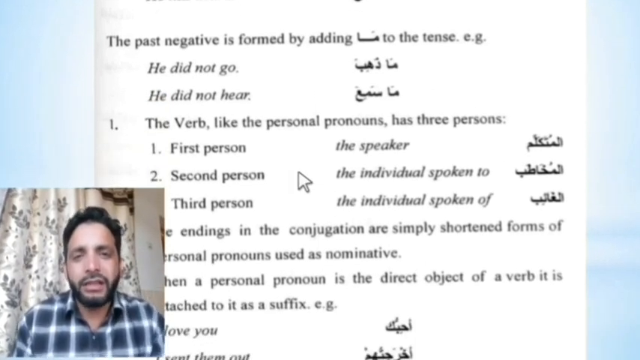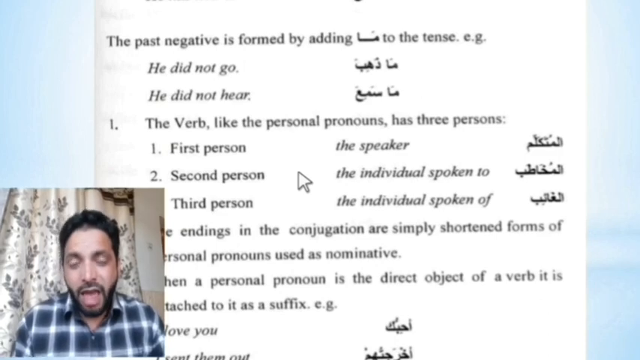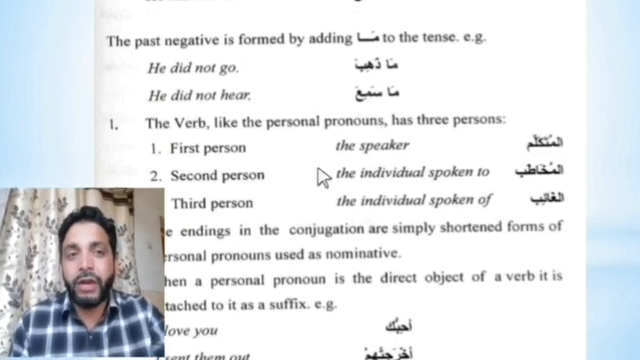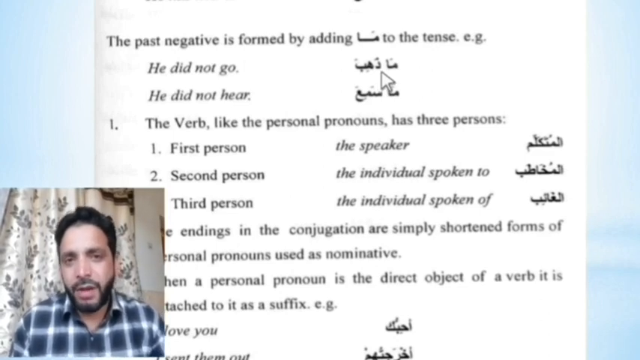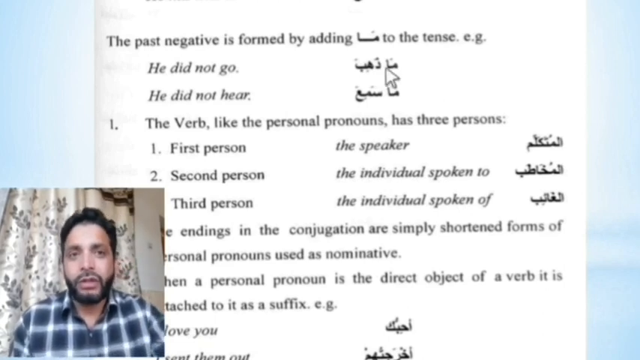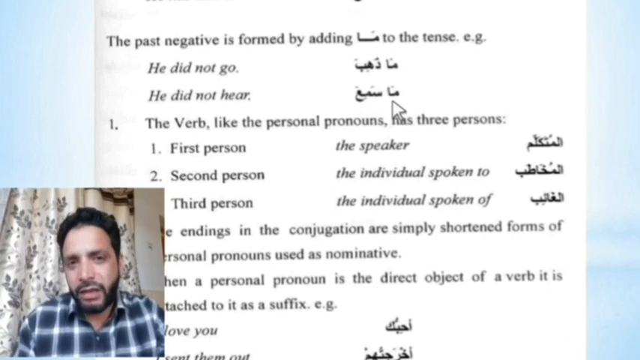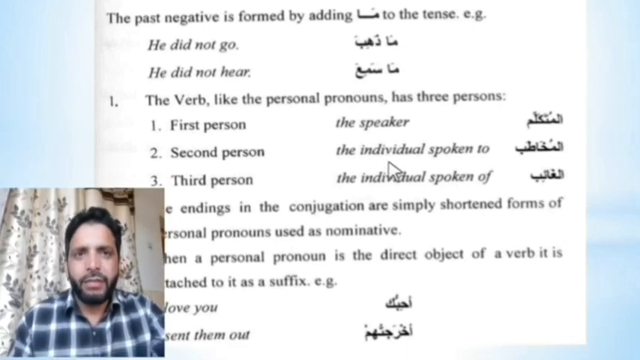Similarly, if we want a negative meaning in the past action, it should be a negative past, then we add ma. Suppose dhahaba means he went. Ma dhahaba, he didn't go. Ma sami'a, he did not hear. So by adding ma in the beginning of this verb, it gives the meaning of negative past.